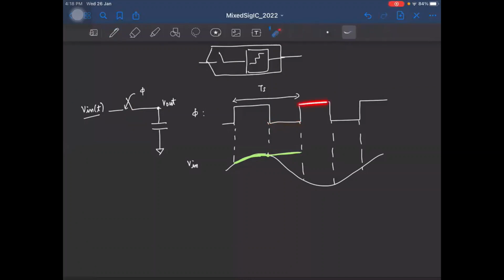Okay. Again, when the clock goes high, the switch is closed. So the input will be shorted to the output. So the output will again start to track the input. Right. So we'll have something like this. Again, here the output will be held, and here it will start to track the input, and so on. So this circuit operates in two phases, right? In the first phase, we are tracking the input, and in the other phase, the input is held, right? So this is also called a track and hold circuit.